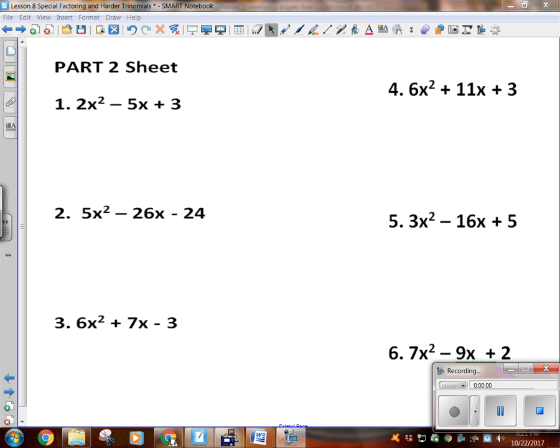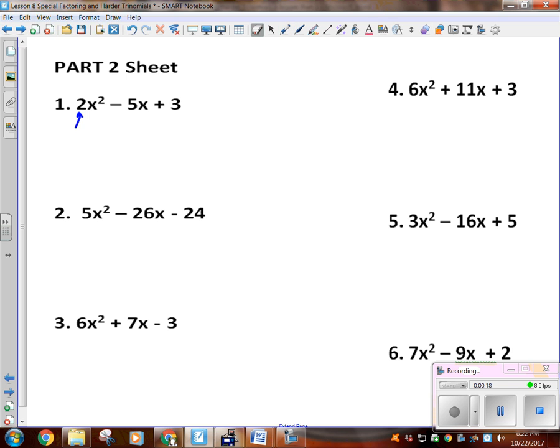All right, we're going to start. I just want to do one to refresh what we did on Friday, because these are the first time that you've ever had the trinomials that had a number in front of x squared. All of the ones we've done in the days before that only had x squared.